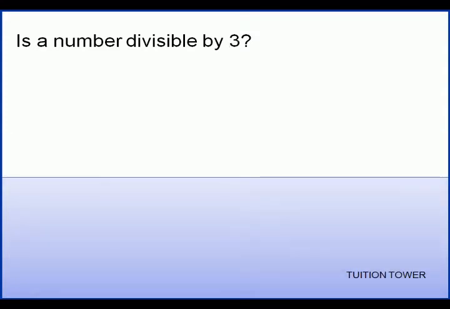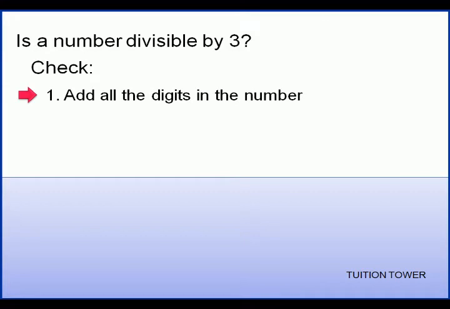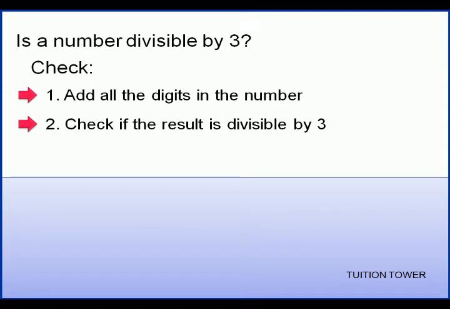How do we know if a number is divisible by 3? The check would be: add all the digits in the number and check if the result is divisible by 3. If it is, then the number is divisible by 3.